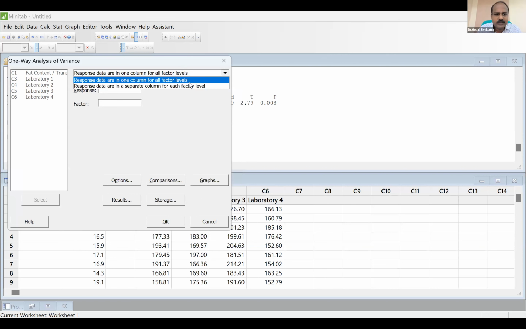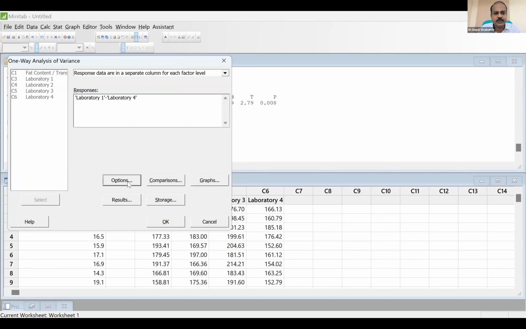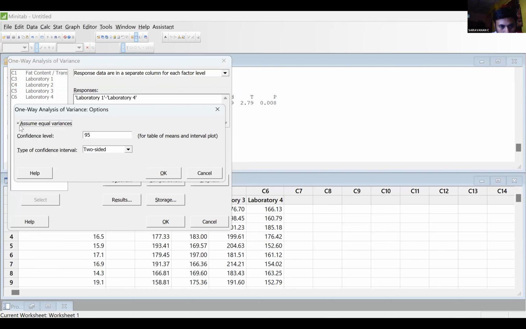Now, in our case, response data are in separate columns, because we have 4 columns: column 1, column 2, column 3, column 4. So you click here. Now select all the 4. Now you go to Options. For performing ANOVA, one of the conditions is to assume equal variance.